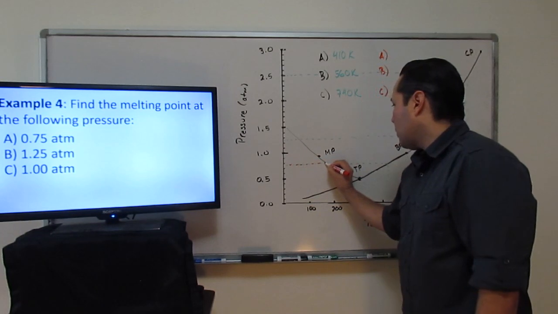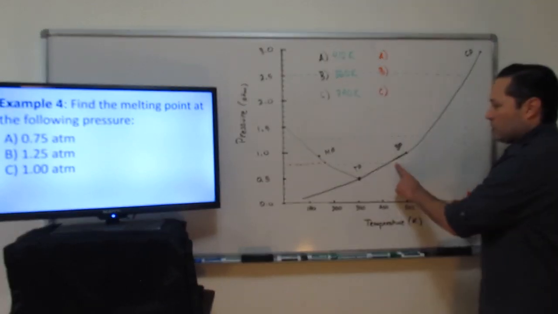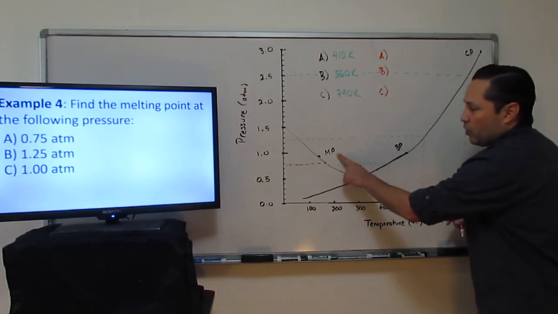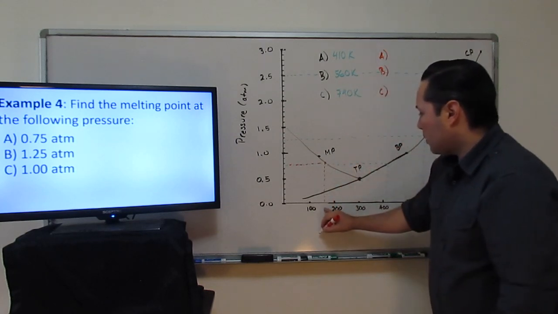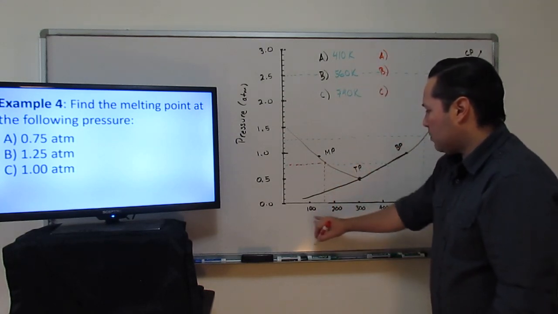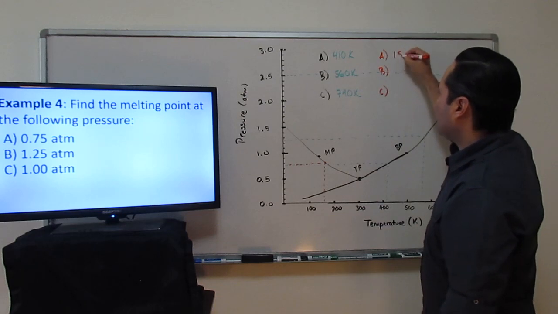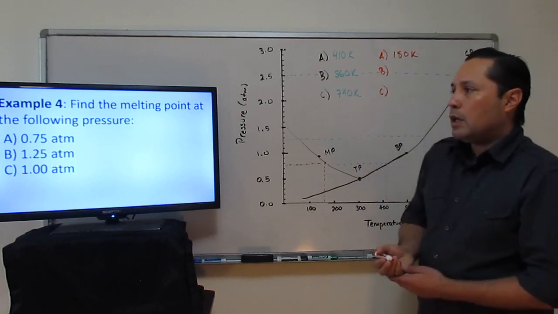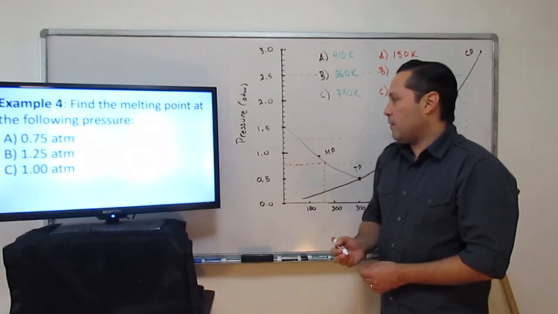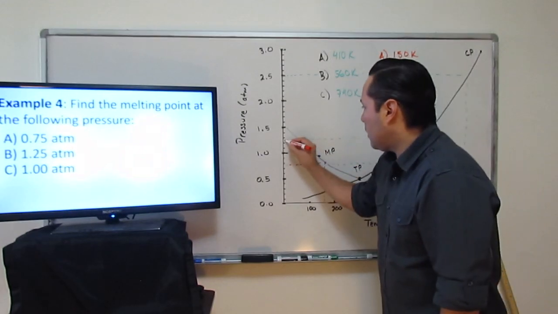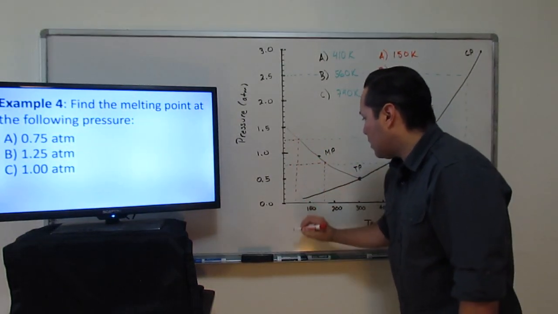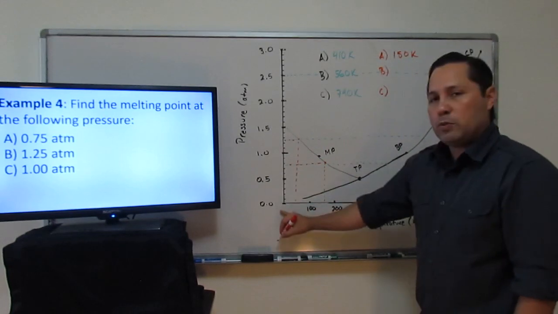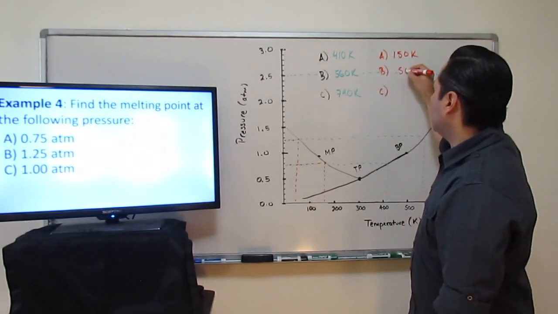Same thing. When we hit this line, rather than that one, because that one is for the boiling point and this is for the melting point, we go straight down and read this number. It looks to be right in between 100 and 200, so let's go with 150 Kelvin. Next, at 1.25 atm, this line again. Where it hits that line, we go straight down. It looks to be in the middle between 0 and 100 Kelvin, so I'm going to go with 50 Kelvin.